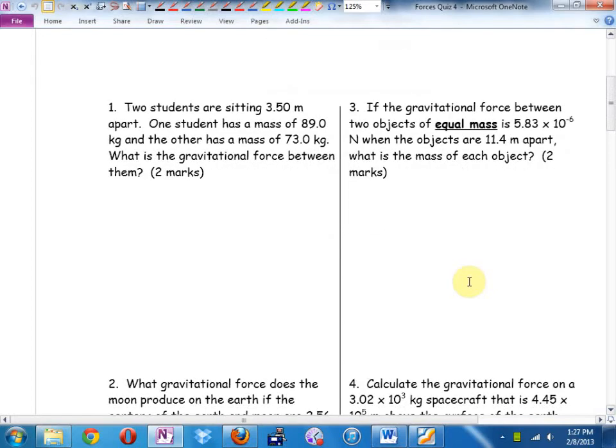Number one, totally fair game. Two students are sitting this far apart, so I would start out by saying, well, they want the gravitational force of attraction.